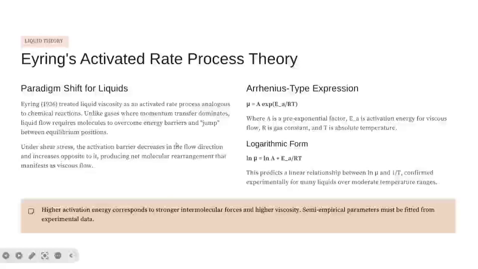Also, from transition state theory, jump rate equals kBT over h times exponential of minus activation energy over RT, where A is the pre-exponential factor, EA is the activation energy for viscous flow, R is the gas constant, and T is absolute temperature. In the logarithmic form, we have ln mu equals ln A plus EA by RT. This predicts a linear relationship between ln mu and 1 by T, confirmed experimentally for many liquids over moderate temperature ranges.